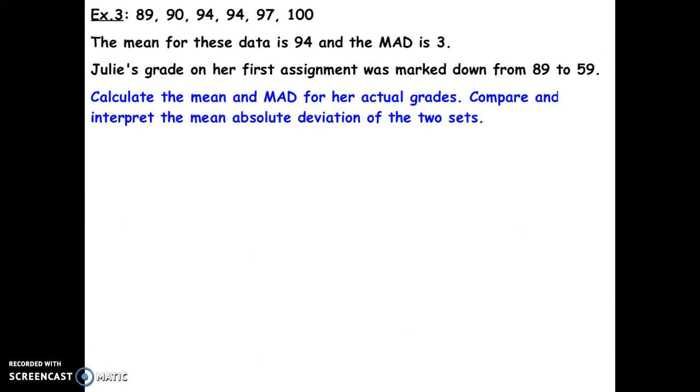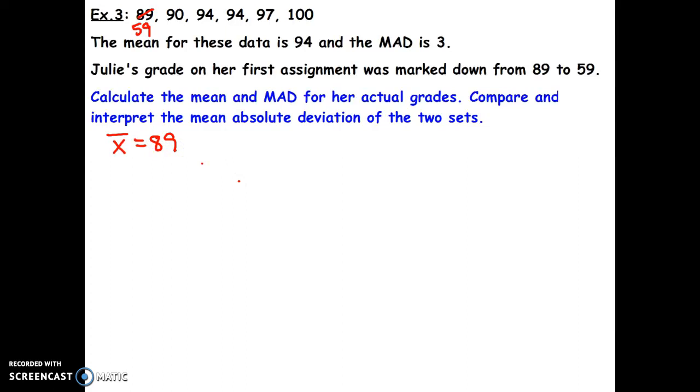Okay, so before we can do anything, we need to go ahead and adjust her grades. So we remember that because she turned in that first assignment late, it's going to be marked down from an 89 to a 59. So now we need to calculate the mean and MAD for that. So the mean, 59 plus 90 plus 94 plus 94 plus 97 plus 100 divided by 6, 89.